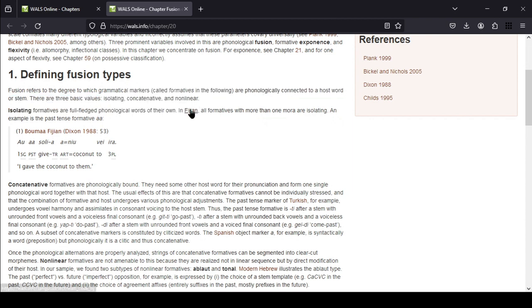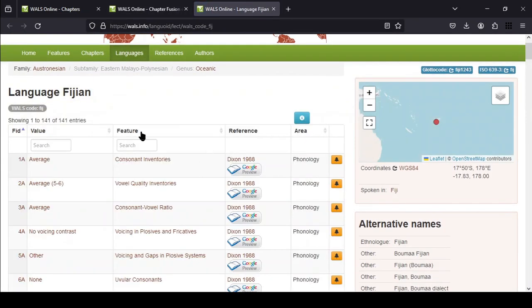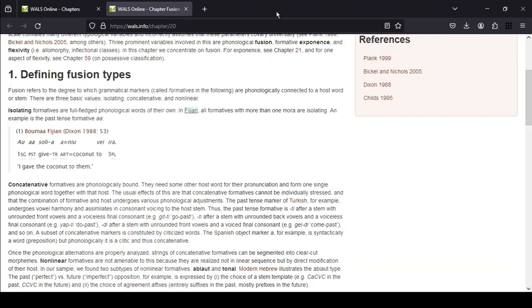In Fijian, can I view language details and see how to pronounce that? Fijian. It's probably just, it's from Fiji, so it's probably Fijian.